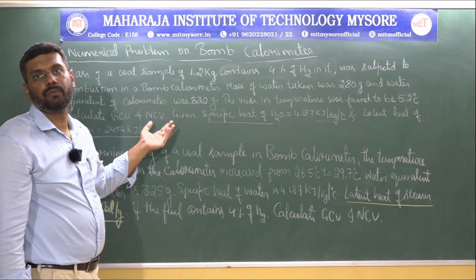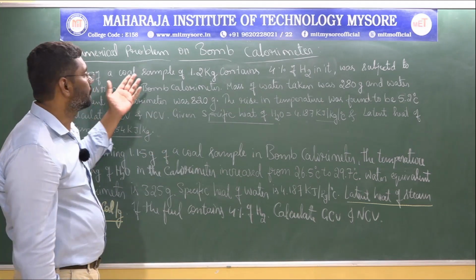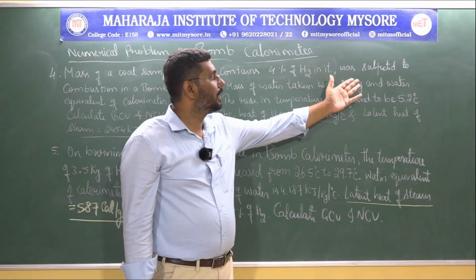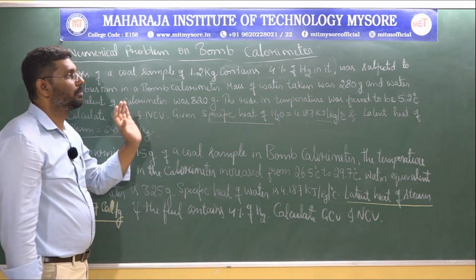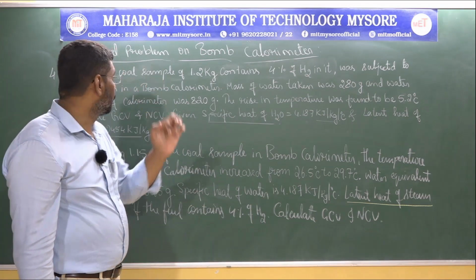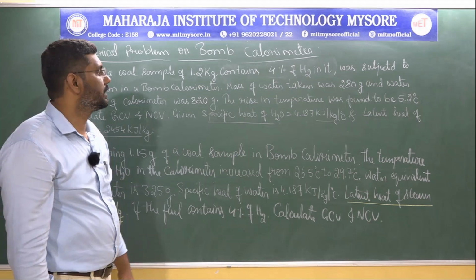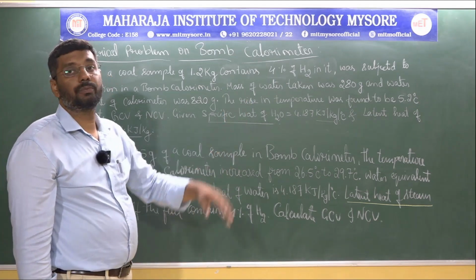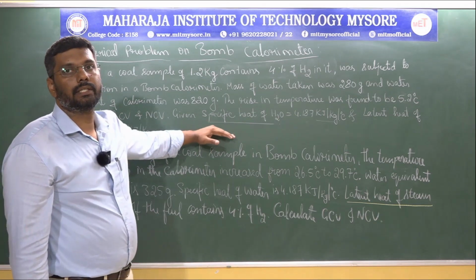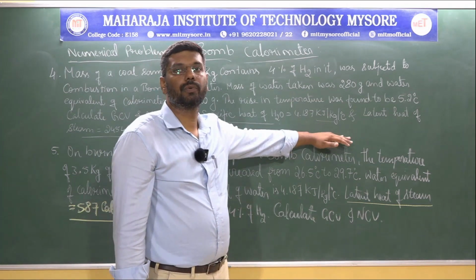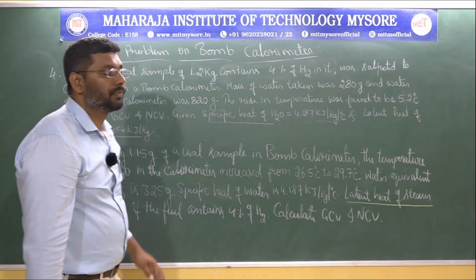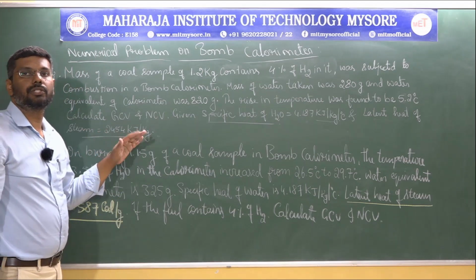and it's very similar to the previous problem we have done here. Okay, so a coal sample of mass 1.2 kg contains 4% of hydrogen and was subjected to combustion in a bomb calorimeter. The mass of the water taken was 280 gram and the water equivalent of the calorimeter was 820 gram. The rise in temperature was found to be 5.2 degrees centigrade. Calculate GCV and NCV by the given data, that is, specific heat of water as 4.187 kilojoules per kg per degree centigrade and the latent heat of steam as 2454 kilojoules per kg.